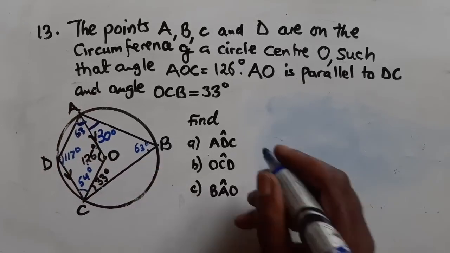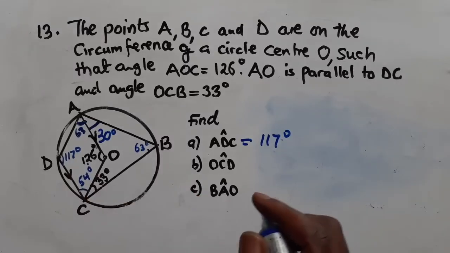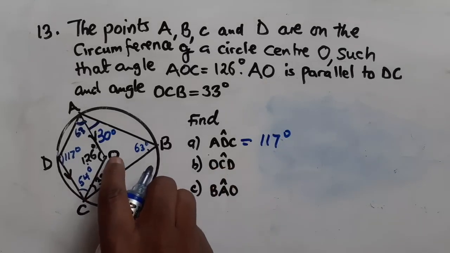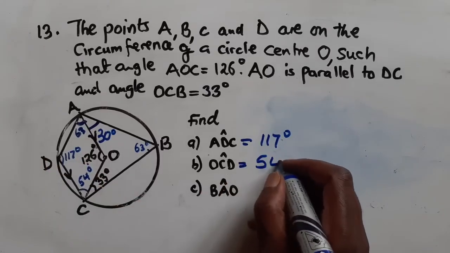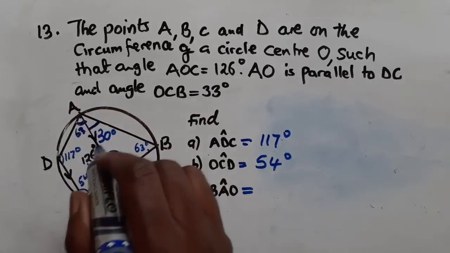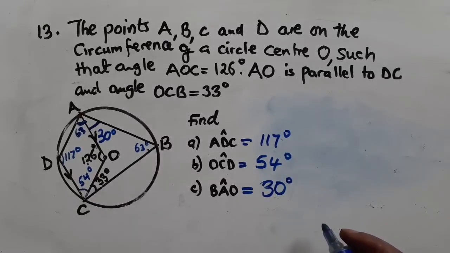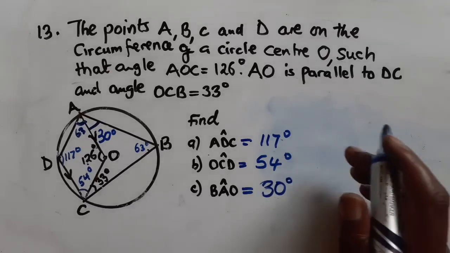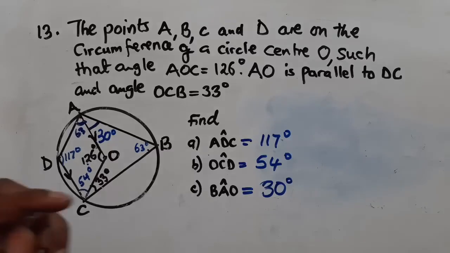ADC is 117. Then we have OCD. Here we have 54. The last one is BAO. What do we have? We have 30, isn't it? Well, these are the answers that we have. So I did not only pay attention to getting what they asked you. I wanted to help you just find everything.